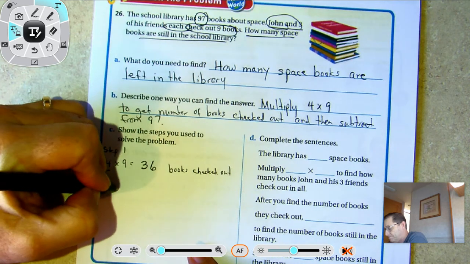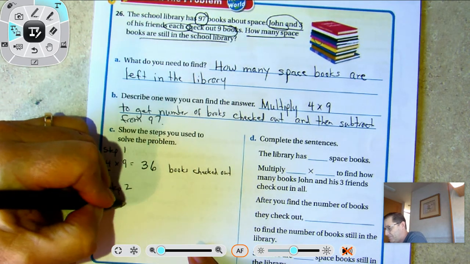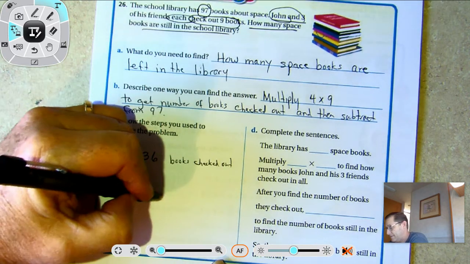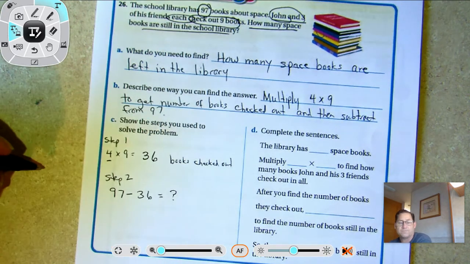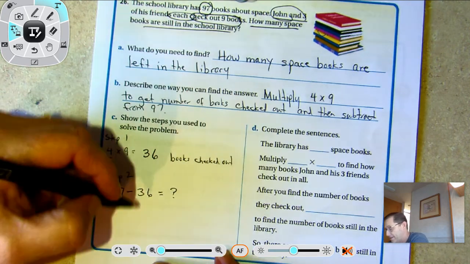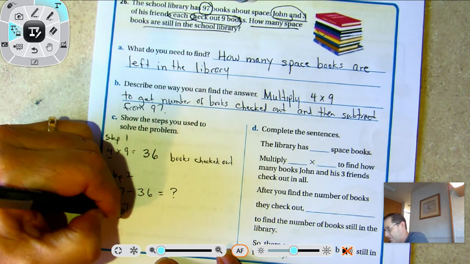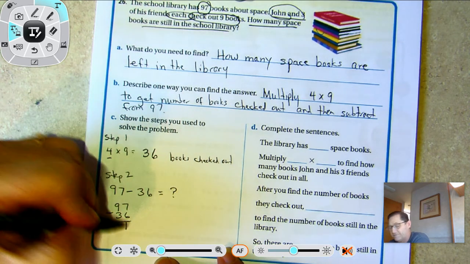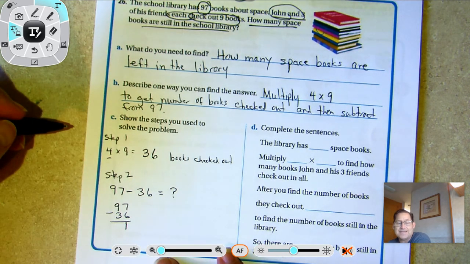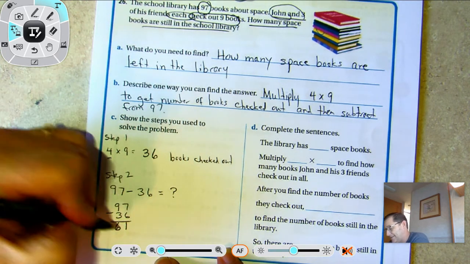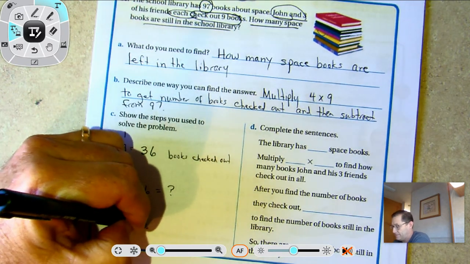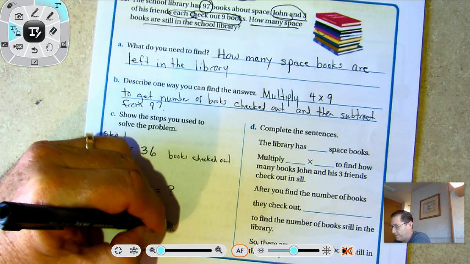Step 2, 97 books total minus the 36 equals how many books are left in the library. So 97, take away 36. 7 ones, take away 6 ones, leaves 1 one. 9 tens, take away 3 tens is 6 tens. So there are 61 books left. 61 books still in the library.